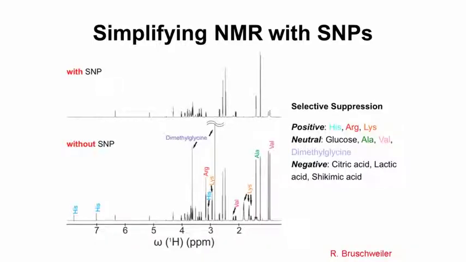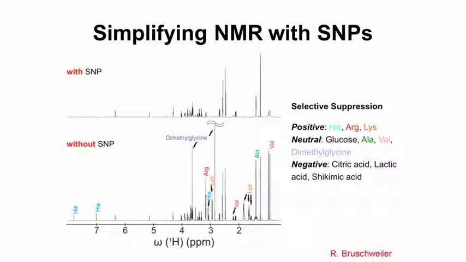So this, again, is just sort of blowing things up, and you can see with the SNPs, fewer peaks, without the SNPs, quite a few peaks, and the things that essentially were removed, the compounds that were positive, so arginine, lysine, histidine, were pulled off, whereas citric acid, lactic acid, shikimic acid stuck around.